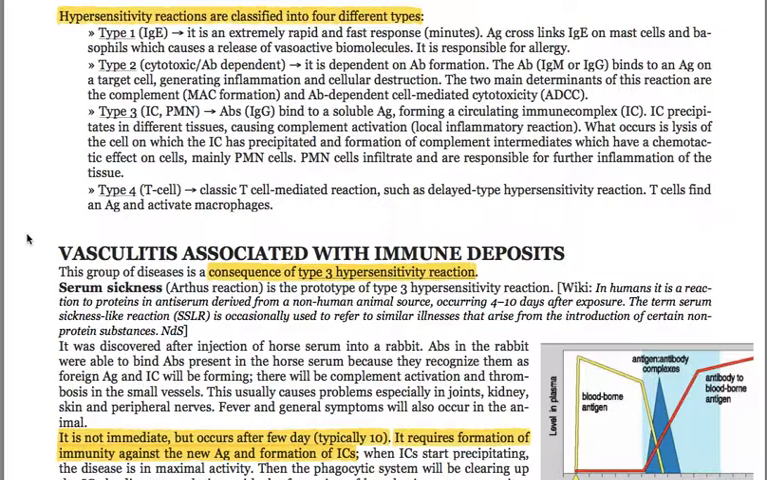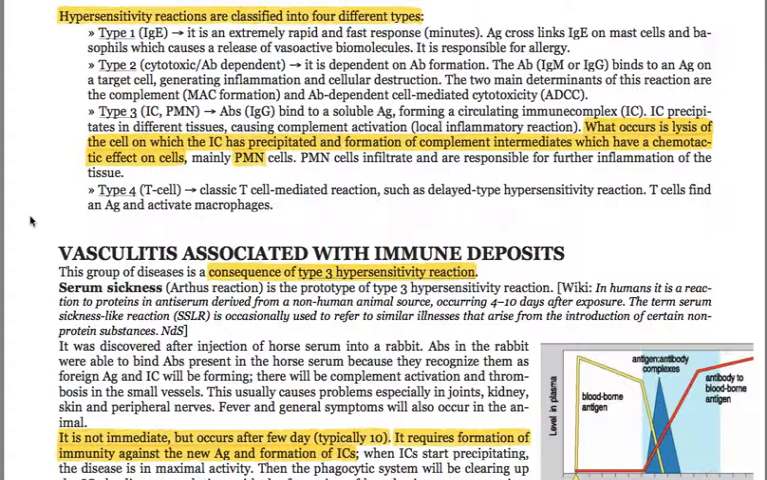Type 3, immune complex and polymorphonuclear cells. Antibodies, IgG, bind to a soluble antigen, forming a circulating immune complex. Immune complexes precipitate in different tissues, causing complement activation and a local inflammatory reaction. What occurs is lysis of the cell in which the immune complex has precipitated, and formation of complement intermediates which have a chemotactic effect on cells, mainly polymorphonuclear cells.